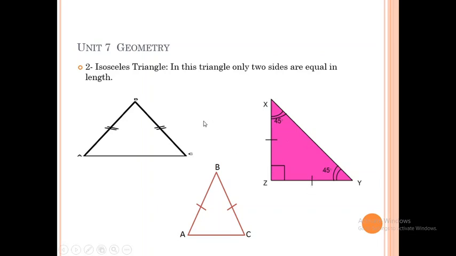So when in a triangle two sides have the same length and the third one is different, we call it an isosceles triangle. And to show in the figure, we use a small dash on the side which shows that these are the same in length.